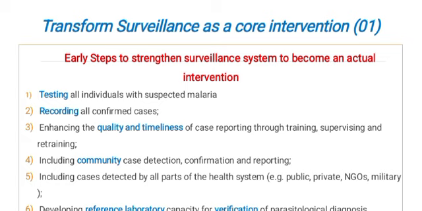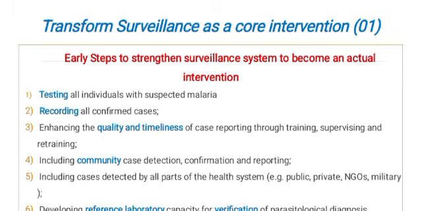Transform surveillance as a core intervention. Early steps to strengthen the surveillance system to become an actual intervention: 1. Testing all individuals with suspected malaria, recording all confirmed cases, enhancing the quality and timeliness of the case reporting through training, supervising, and retraining. 4. Including community case detection, confirmation, and reporting.